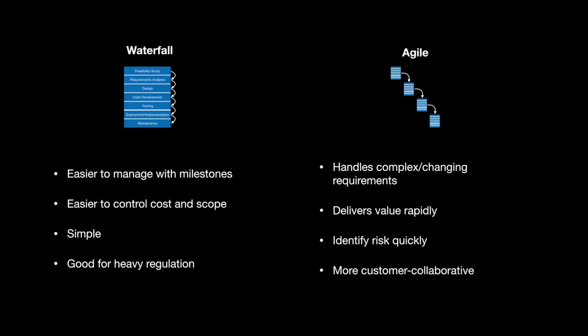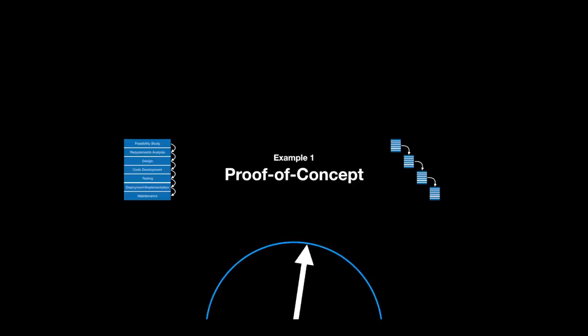So here are 3 examples. Example 1. You're trying to prove a concept without wanting to invest loads of effort, money, and time. Which do you pick? Agile or Waterfall? Pause the video now if you want to decide.